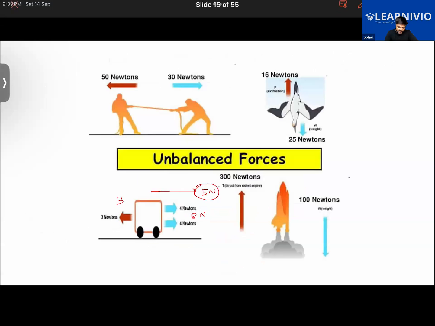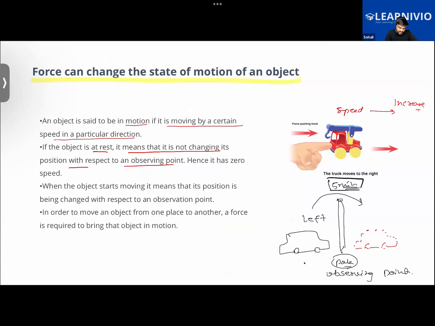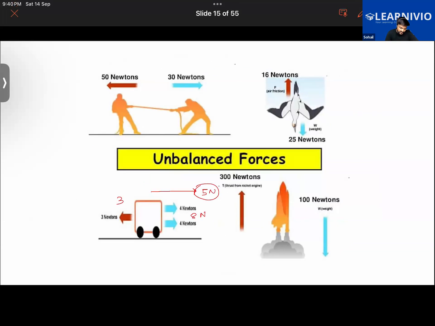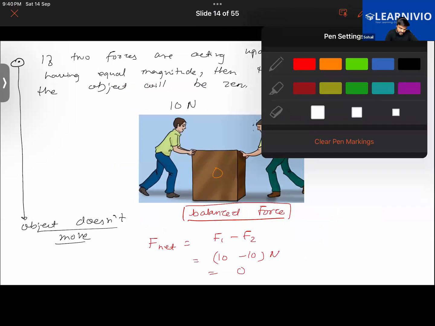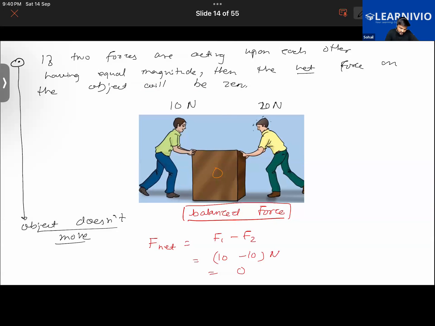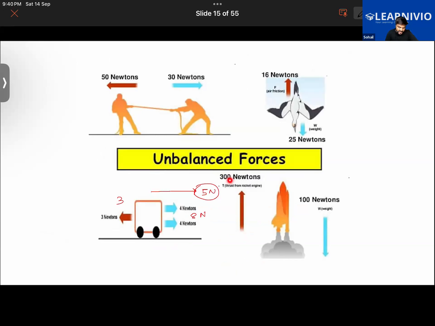But let us say one of them were to apply a force with greater magnitude, let us say 20 Newton. Then the object will be moving. So the net resultant force on it will be 10 Newton in the left direction. Okay? So this body will experience a force of 10 Newton in the left direction. So that will be the case of an unbalanced force. And different objects are able to show movement because of unbalanced forces.